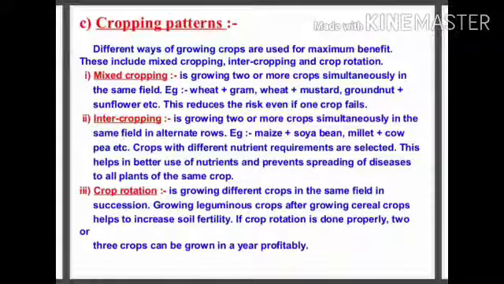If crop production is done properly, two or three crops can be grown in a year profitably. Like in Kashmir Valley, we grow paddy. After paddy, we can grow mustard in the same field. The same is done in Punjab, where they grow sugarcane and paddy plants.